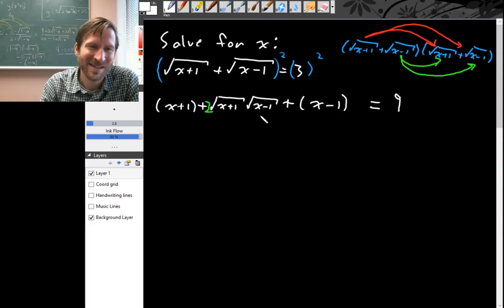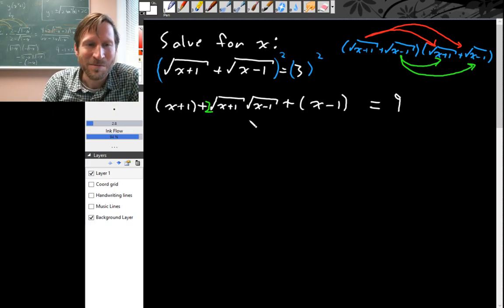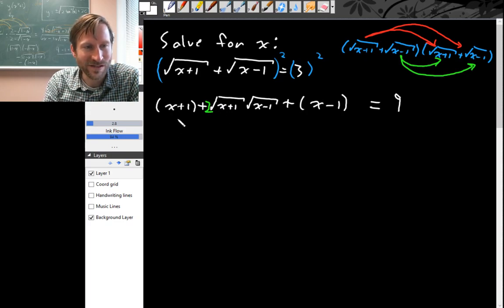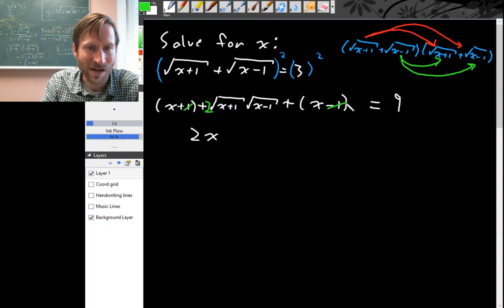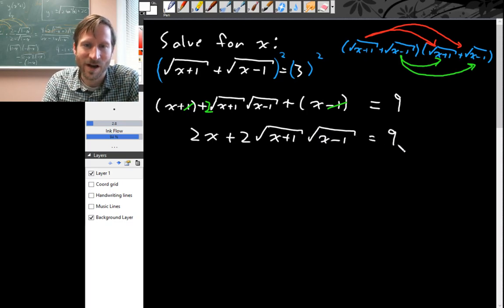Well, squaring both sides of this equation didn't get rid of all of the square roots, but it got these 2 square roots together at least, which maybe seems like progress. Because now we could isolate the square root part and then square both sides again. So let's start by simplifying the left-hand side. We have 2 copies of x here, so that's 2x. And then plus 1 and minus 1 undo each other. Plus 2 times the square root of x plus 1 times the square root of x minus 1. And on the right-hand side, we have 9.